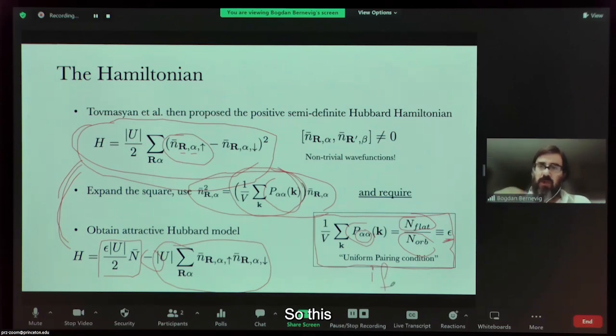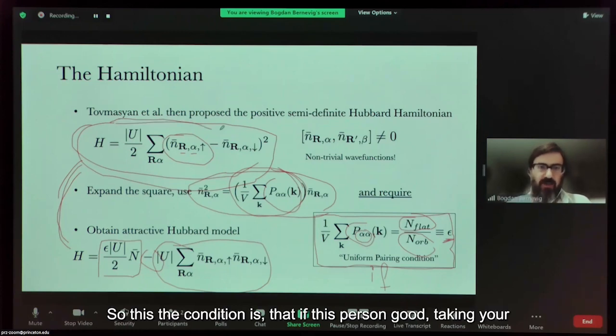So the equivalence between these two Hamiltonians, if the uniform pairing condition is true, is very interesting because it means that you found the ground state of this positive semi-definite Hubbard Hamiltonian, which, as we'll see, is easy to find because anything that has energy 0 will be the ground state, because it's positive semi-definite. Then we found the ground state of the negative U Hubbard model. We found the ground state of a model that we know should superconduct because it's an attraction.